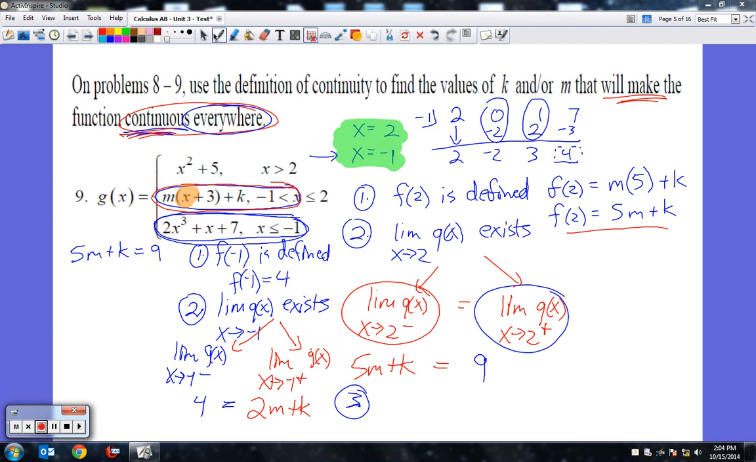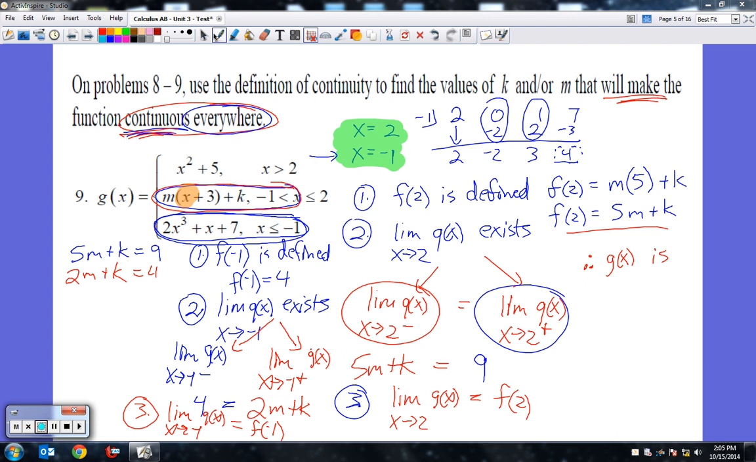These will equal each other because, again, we're working backwards from rule 3. So if we line these up, we could have 2m plus k is equal to 4. Alright? And we can put rule 3 on both of these. We'll put the limit of g of x as x is approaching 2 is equal to f of 2. And over here we'll put the limit of g of x as x is approaching -1 is equal to f of -1. Now we just have to solve for m and k. Because then, therefore, g of x would be continuous everywhere.